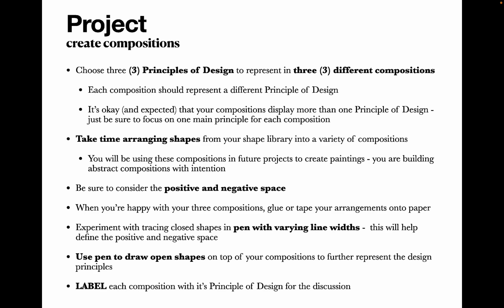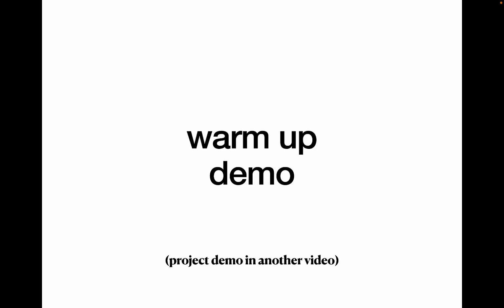And then I want you to take out some pen, and I'll show you how to do all this. And we're going to use different line widths. So some really thick lines, some thin lines, everything in between. And you can trace these closed shapes to help define that negative and positive space and other elements of your composition. And then you're going to add some open shapes with pen. You're just going to draw it on top of your little collage of shapes that you've made to further help get those design principles in there. You will be labeling each composition with its principle of design for the discussions to make it easier to talk about. All right, I'm going to quickly show you how I'm cutting up these shapes, and then there'll be another video for the project demo.